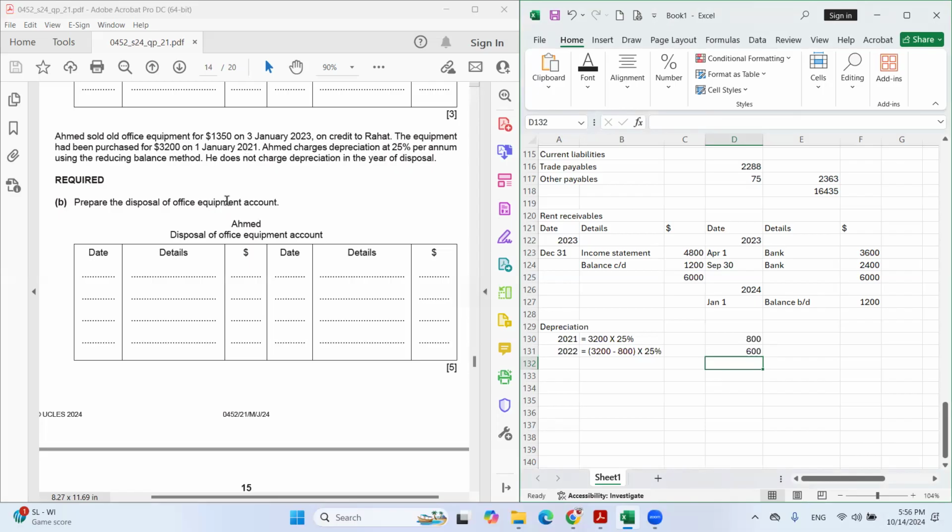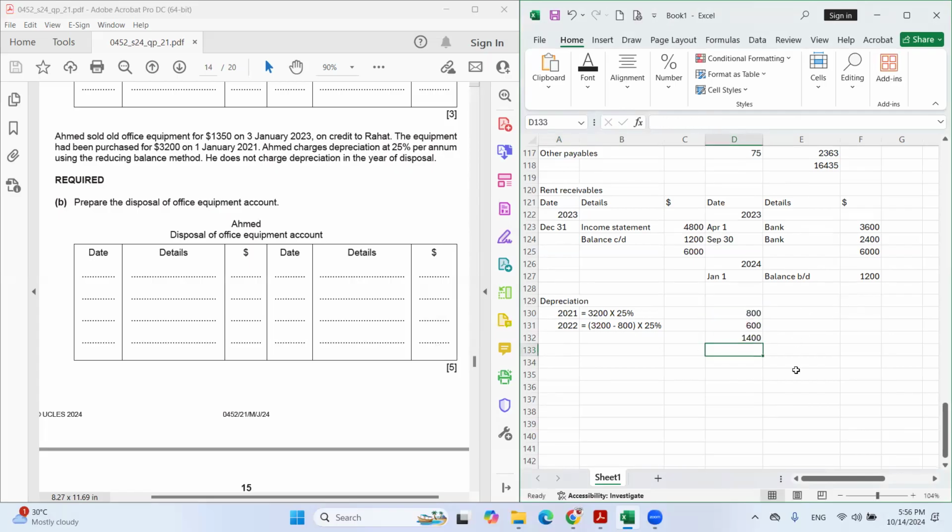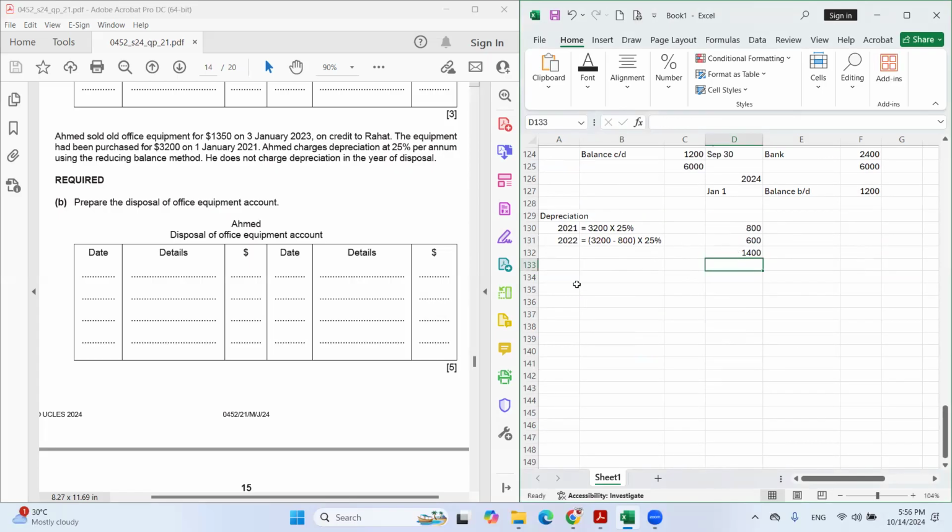And now the question is that the financial year ended, he sold the office equipment on the 3rd of January. That means for 2023 don't calculate the depreciation, because he does not charge depreciation in the year of disposal. That means only 2 years. So total is 1,400. This is the accumulated depreciation to reverse.